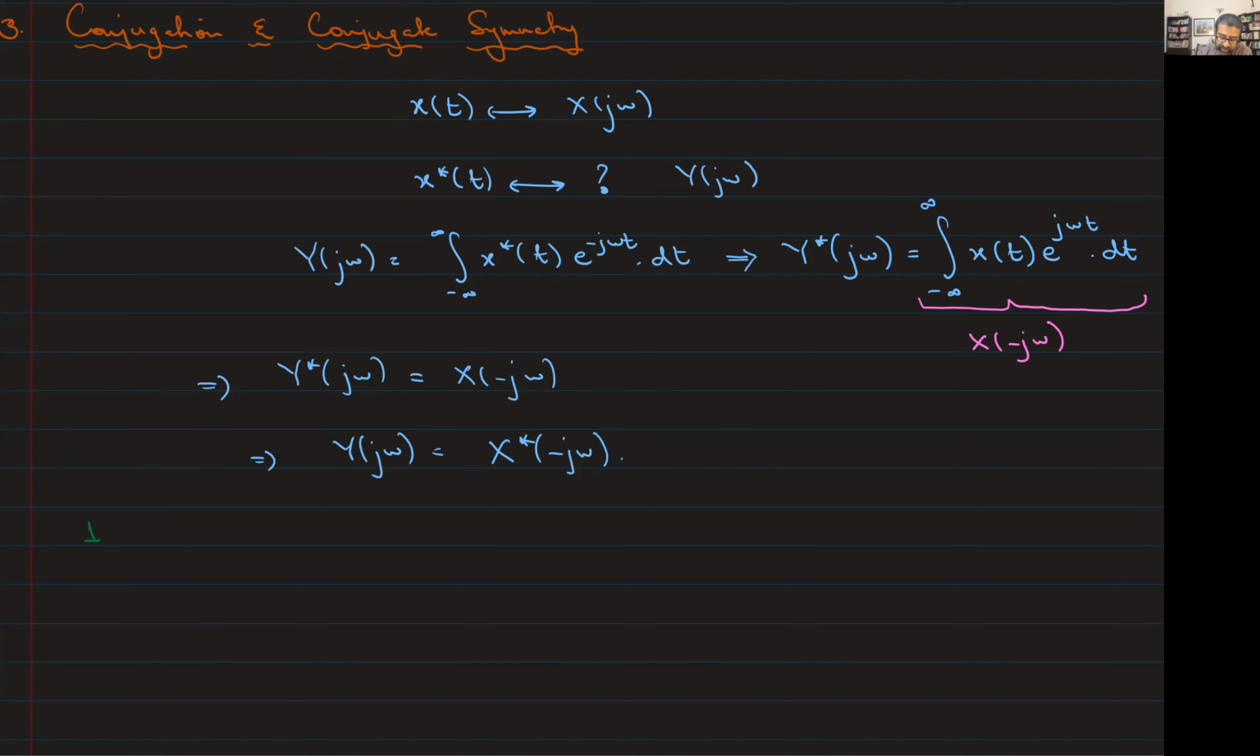So if x of t is real, and I'm not going to go through those proofs, I'm just going to give you the results because they're very similar to what we've done already. If x of t is real, what do you think? X क्या satisfy करना चाहिए x of j omega को?